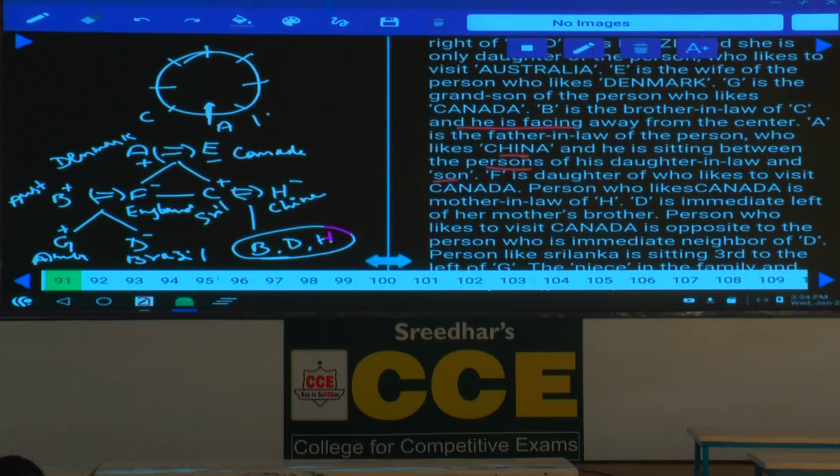As C and H in any order, now C is facing towards the center and H is facing away from the center, isn't it? Because H is away from the center. Done with this? Then F is the daughter of the one.